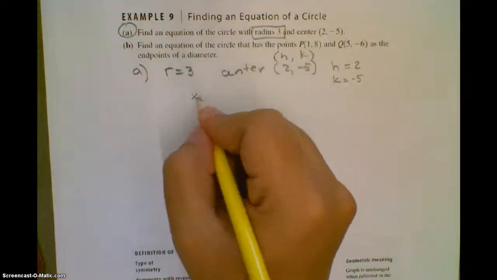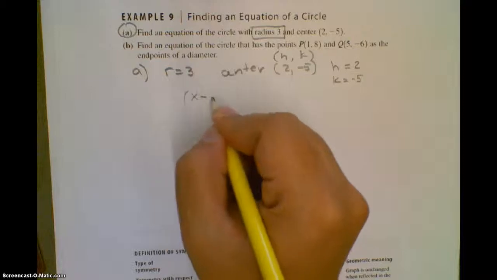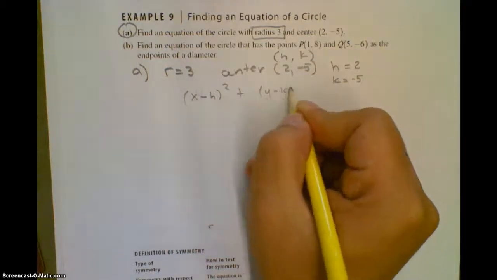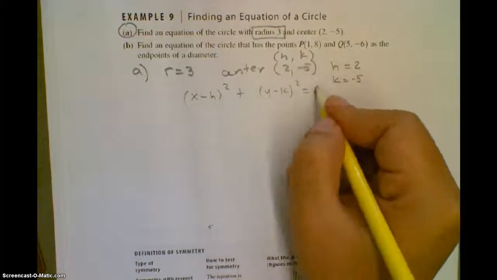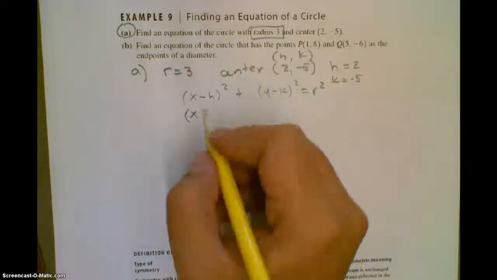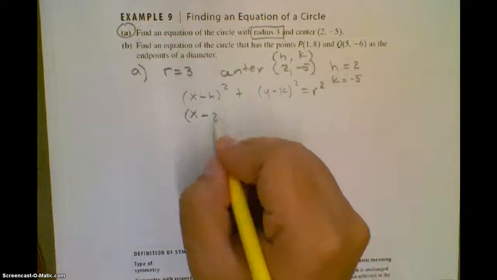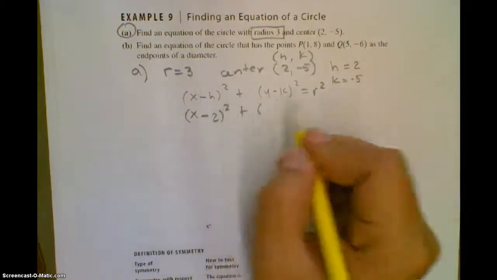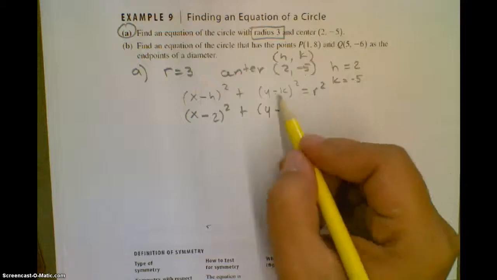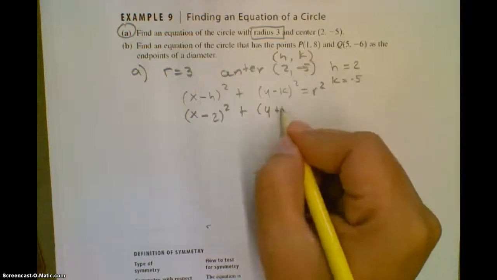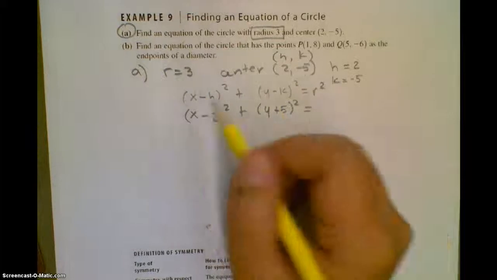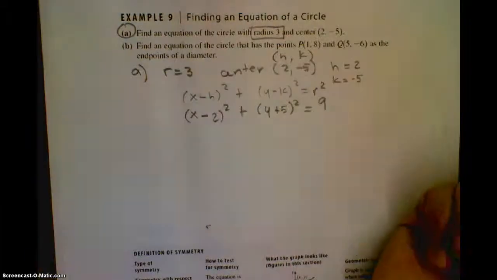You can start with x and y. I'm just going to start with x. x minus h squared plus y minus k squared equals r squared. The x stays because it's part of the equation, minus 2, squared, plus y minus negative 5, squared. When you have minus negative 5, that's just plus 5. And radius squared is 3 squared, which is 9.